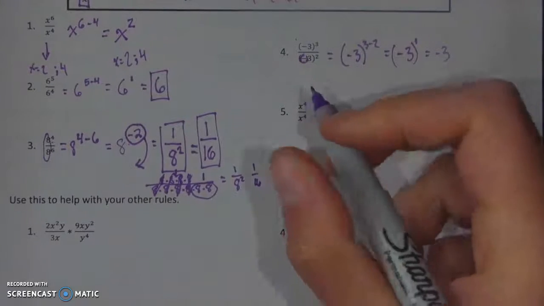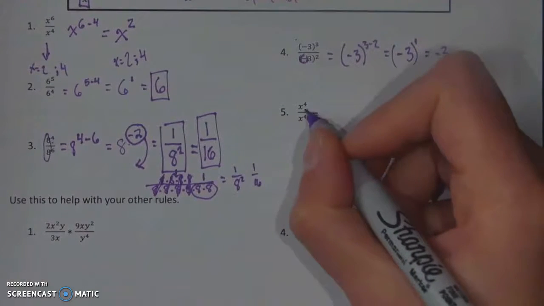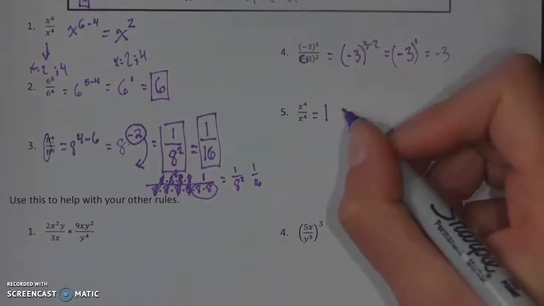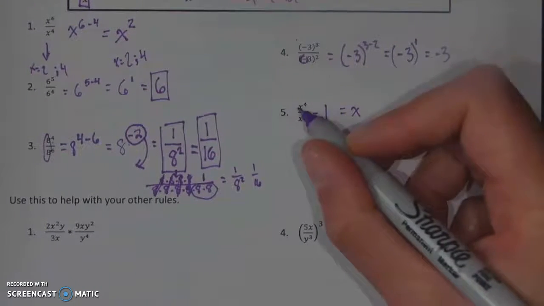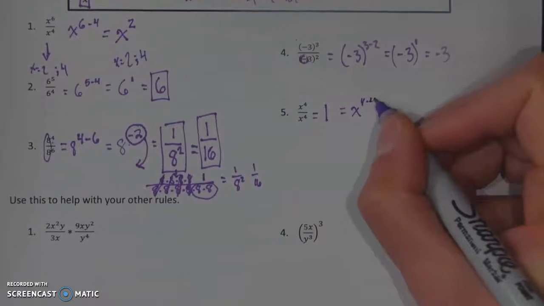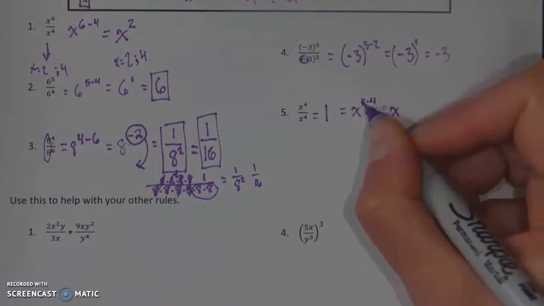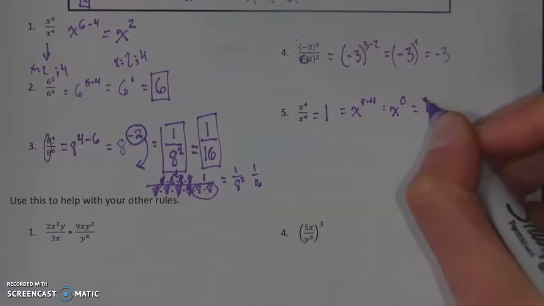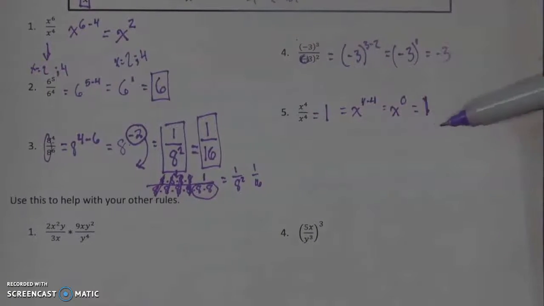Last but not least, you might notice that this is one thing divided by itself, so that has to be 1. But you can also think about this in terms of exponents. We have x to the 4 minus 4, which is x to the 0, and we know that anything to the 0 power is 1, so you can see again there's multiple ways to get to the same answer here. And don't be afraid to try out a few different methods.